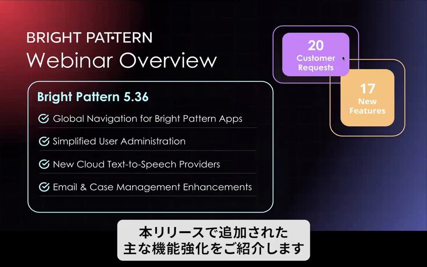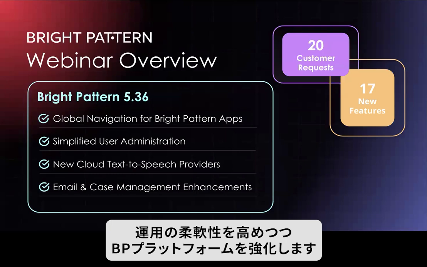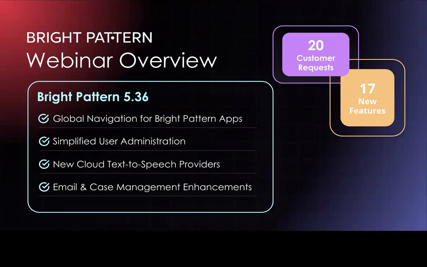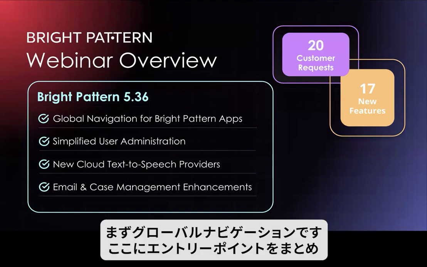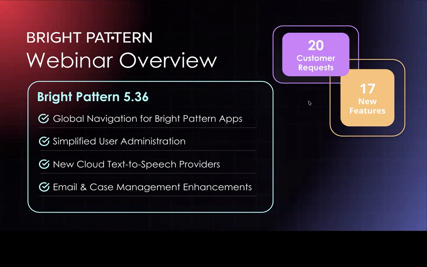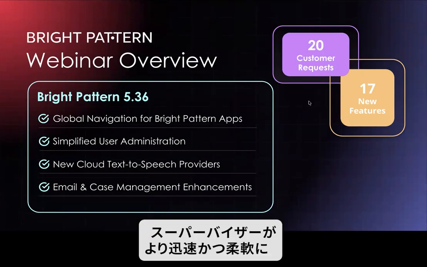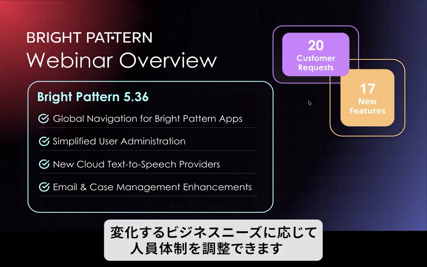So today we'll walk through some of the key enhancements introduced in this release and show how they help simplify administration, improve operational flexibility, and continue strengthening the Bright Pattern platform. We'll begin with global navigation, a new centralized entry point that makes it easier for users to access the Bright Pattern applications they use every day. Next, we're going to introduce the new user management application, which provides supervisors with a faster, more flexible way to adapt staffing to changing business needs.